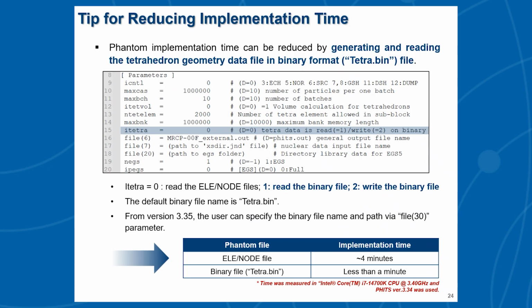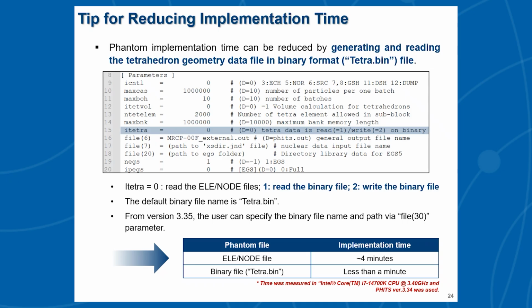This is the end of the explanation on the FETCH code, and additionally, this slide provides a tip for reducing the phantom implementation time in the FETCH code. The MRCPs comprise several million tetrahedra, and due to the large number of tetrahedra, FETCH requires some implementation time. The implementation time can be reduced by generating the phantoms in the binary format. For this, the itetra parameter in the parameter section can be used.